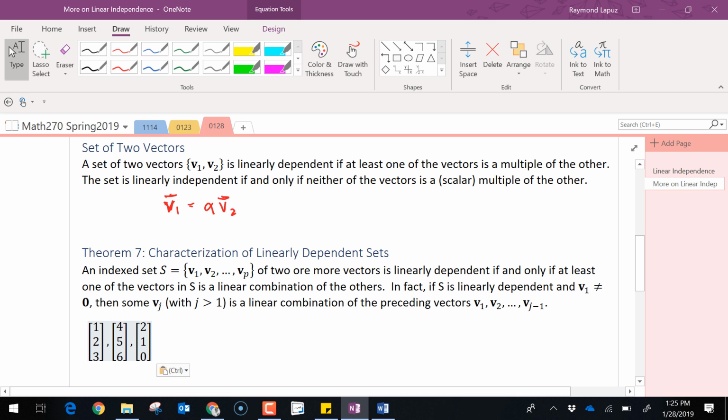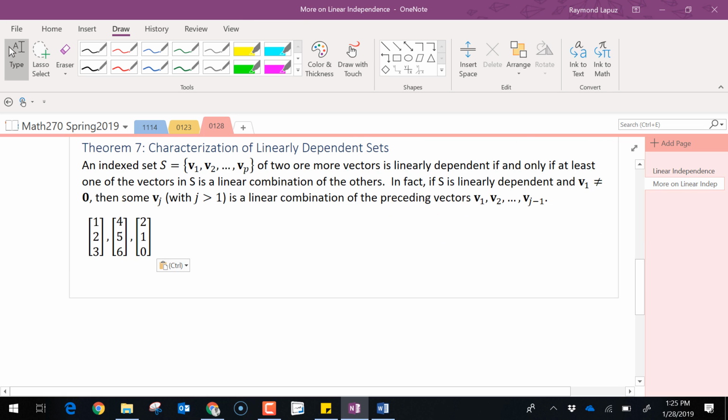According to this theorem, if this set is linearly dependent, then at some point, say the first one is not the 0 vector, that's clear, 1, 2, 3, right? And I could check that these two are not linearly dependent. How can I check that? Are they scalar multiples of each other? 1, 2, 3 equals alpha times 4, 5, 6. According to the first components, alpha should equal 1/4, right? But 1/4 times 5, does that equal 2? No, so it doesn't work. So they are not scalar multiples. So these two are still linearly independent.